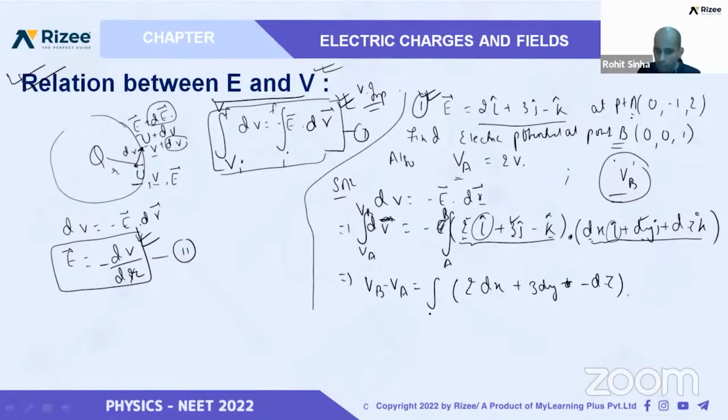Okay, now we will put the points here. How? Now point A, what is the point A given? Point A is given here, you can see it is given as 0, minus 1 and 2, and point B is given as 0, 0 and 1.